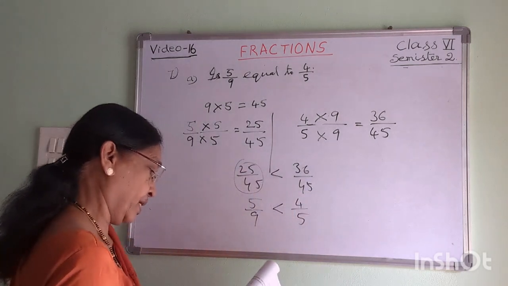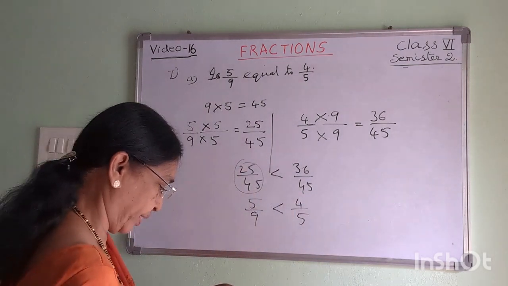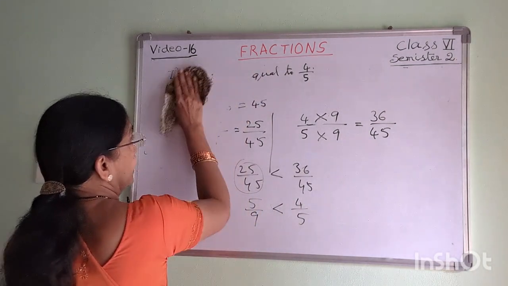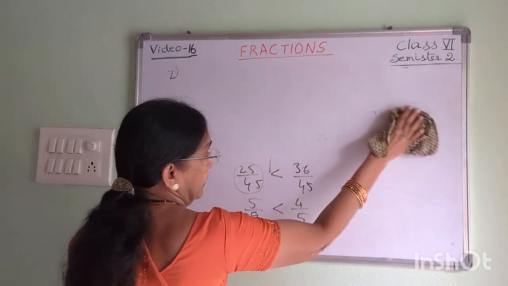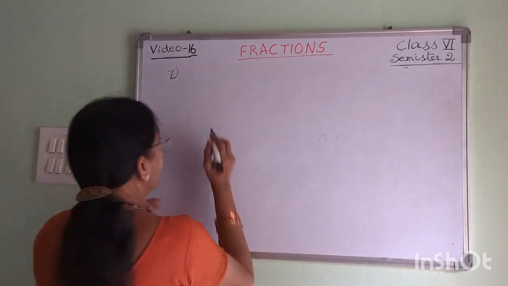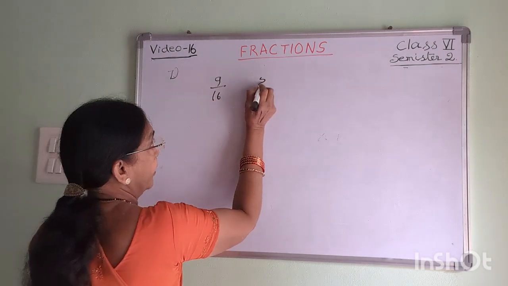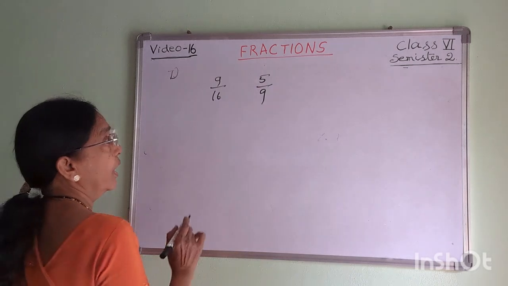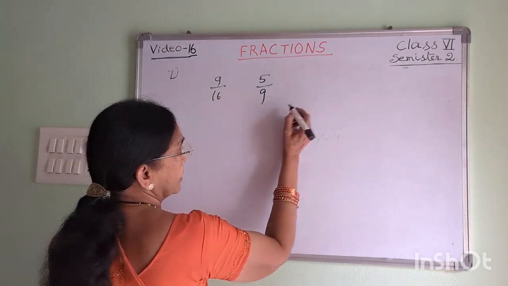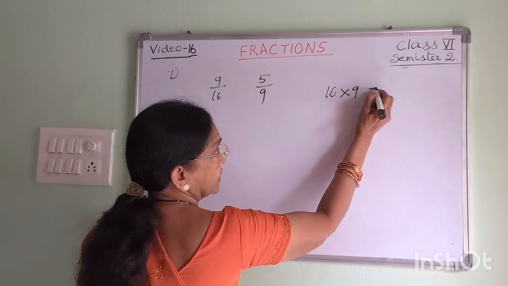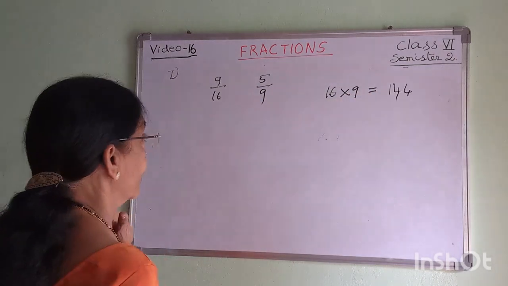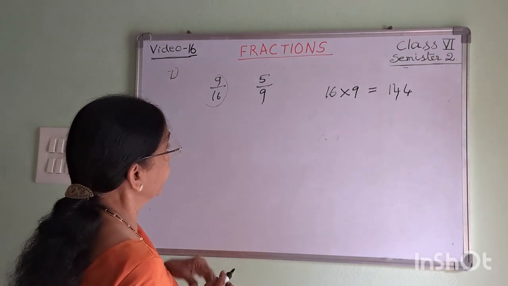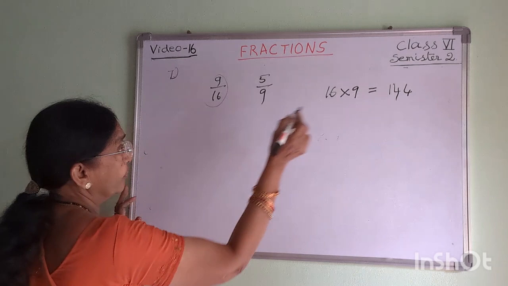Next bit: are 9 by 16 and 5 by 9 equal? Whether these two are equal or not. Now we take the product of 16 into 9. 16 into 9 is equal to 144. So we have to multiply this by 9 to get 144.